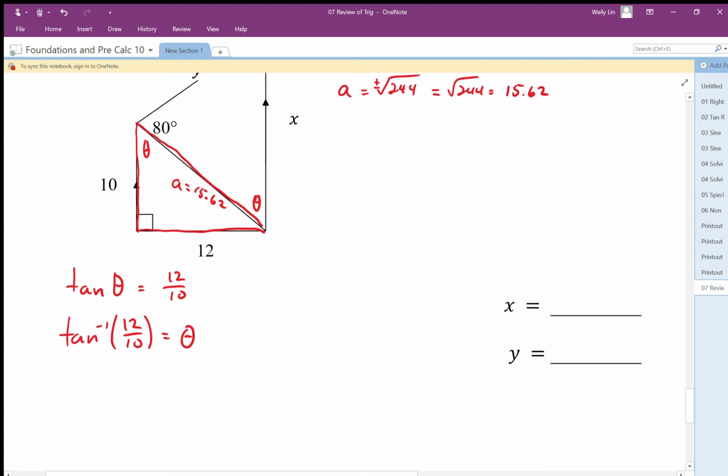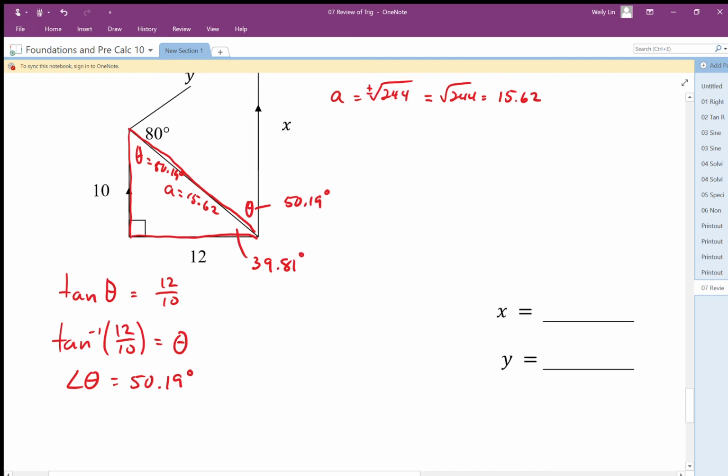So the arctan gives us an angle theta that works out to be 50.19 degrees. Okay, so we know that this angle in here is 50.19 degrees. We also know that this angle is complementary. So 90 minus 50.19 gives us this angle in here, which is 39.81 degrees, or about 40. This is about 50 degrees. This is about 40 degrees.